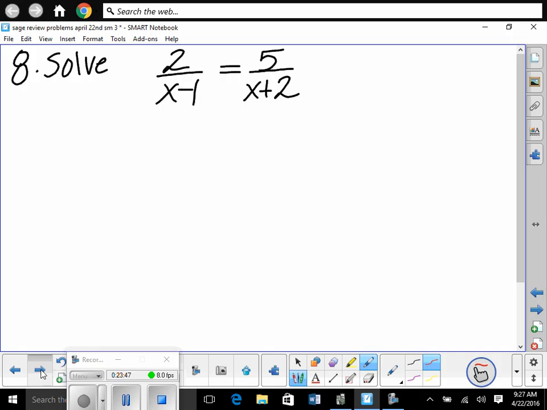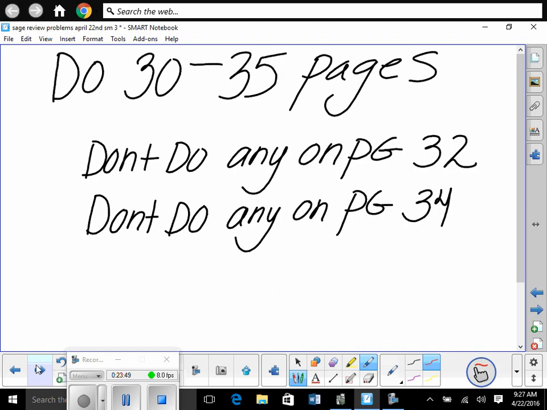Okay, that's the last one I'll do. You're doing these pages. Now guys, we're completely not doing page 32. You can cross it out. We're completely not doing page 34. Cross it out. We have not had time to learn that stuff, unfortunately. So cross those out and begin working and checking off your packet.